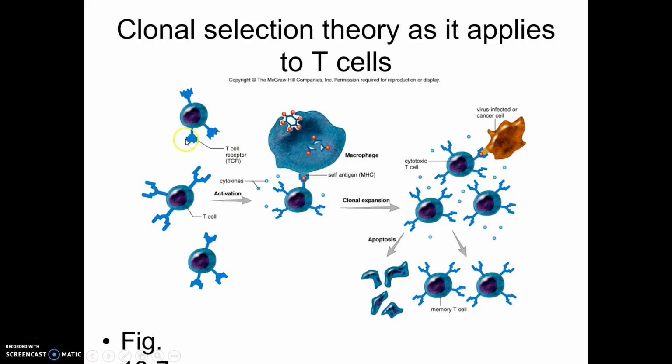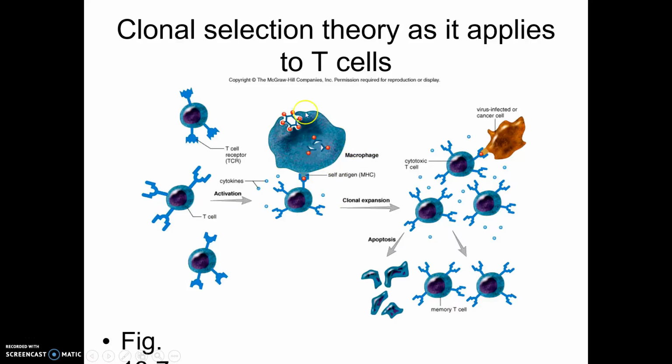Now notice, here's a T cell, here's a T cell, here's a T cell, and here's a T cell. But notice they all have different receptors that would recognize the shapes of different things. So in this case, these receptors would not recognize that antigen. These receptors would not recognize that antigen. These would not, but these do recognize that antigen.